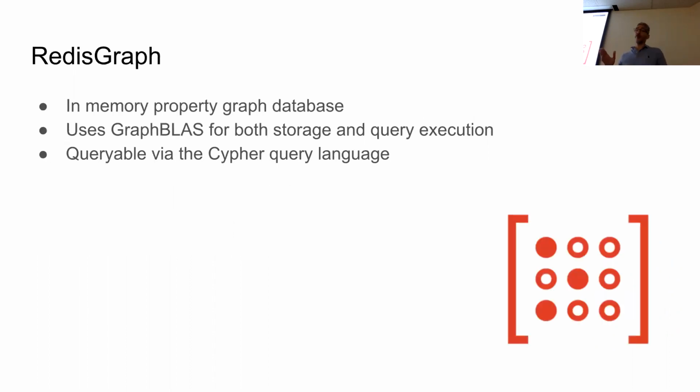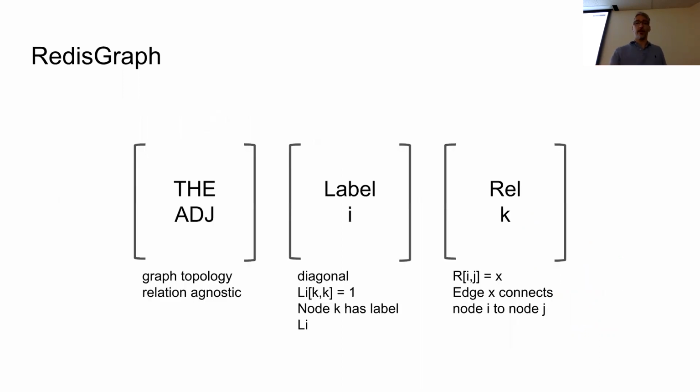And so, what RedisGraph is, it is an in-memory property graph database. It uses GraphBLAS in order to represent and operate on those sparse matrices, and it supports the Cypher query language. So whenever you want to interact and send queries to the database, you would formulate those queries using the Cypher query language, which is one of the more popular query languages for graph databases out there. And so if you look at a graph within RedisGraph, you would see that it is represented via three different types of matrices. And we're dealing here, let's say, with an N nodes graph.